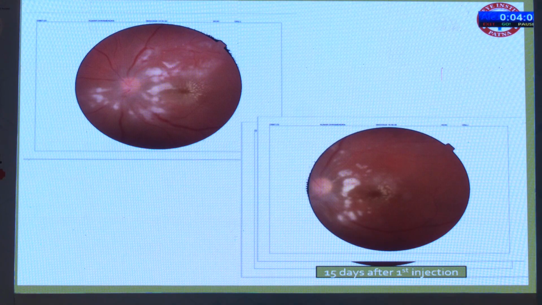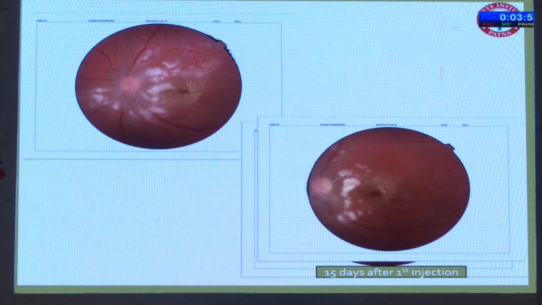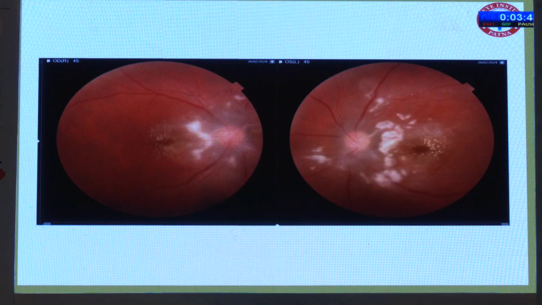And this was the fundus examination 15 days after the first injection. You can see that macular hard exudates are there, showing that the lesions are resolving, but the cotton wool spots remained more or less as they were. And this is 15 days after the first injection in the right eye. So this is both the eyes put together.